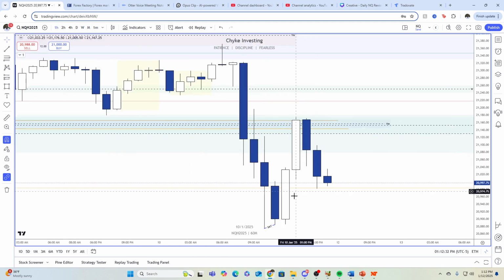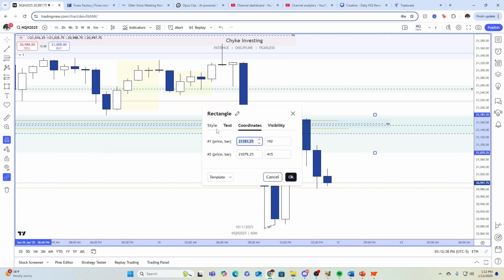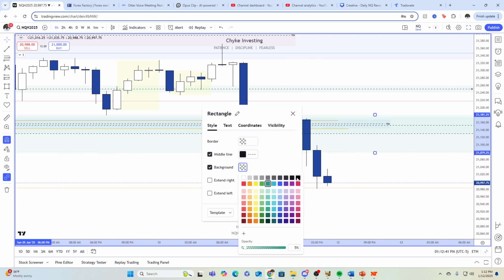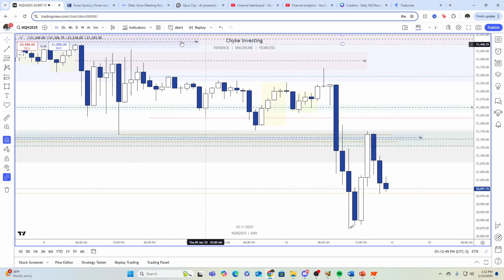And you see that we do return back to that green zone that I just put. This green zone right here, and I can actually make it a different color so it's not confusing with the volume imbalances from the weekly. So you can see we do return back above that, and then we end up running lower because we're still obviously bearish.